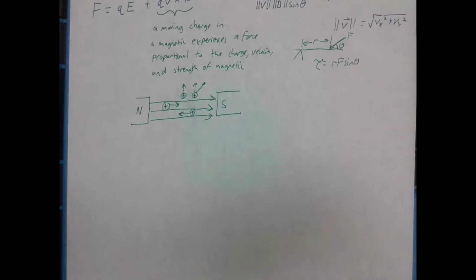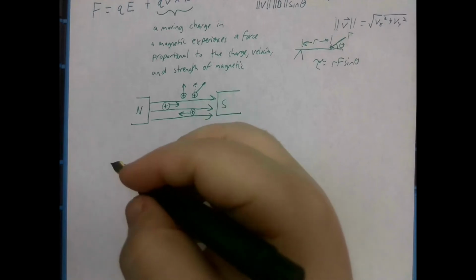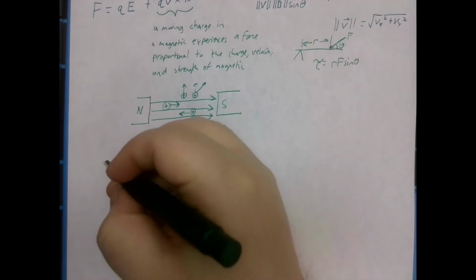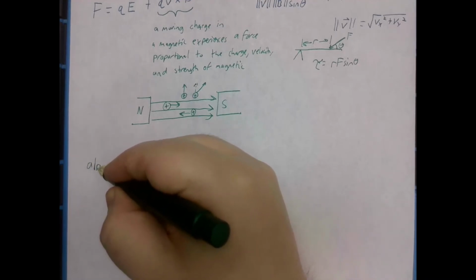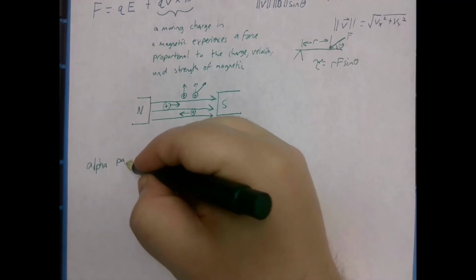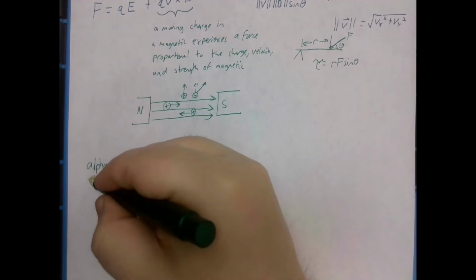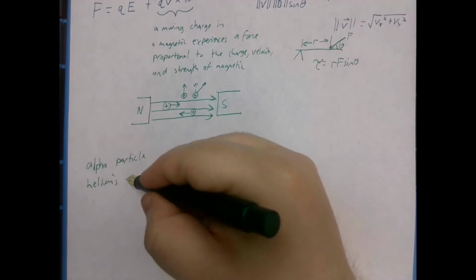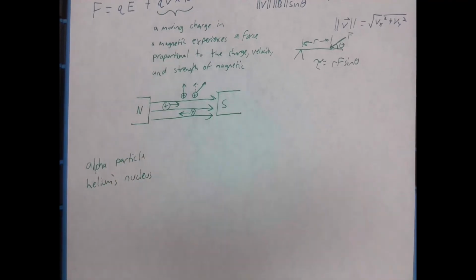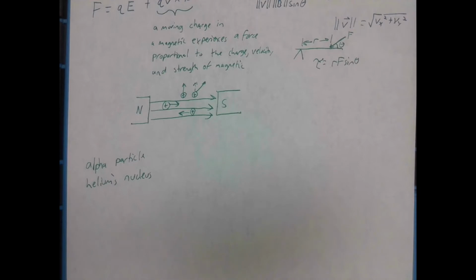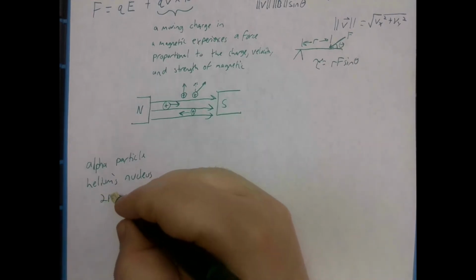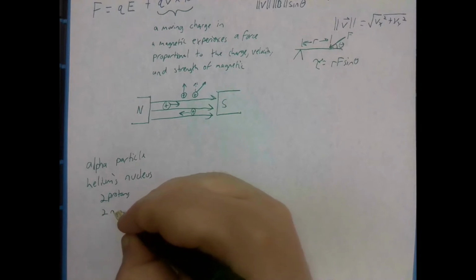So let's make a ray gun, or a particle gun. One of the very easy particles to generate is called an alpha particle. Do you know what an alpha particle is? It is a helium nucleus. In radioactive decay, specifically alpha decay, a helium nucleus is ejected out of the nucleus of larger atoms. It is 2 protons and 2 neutrons.